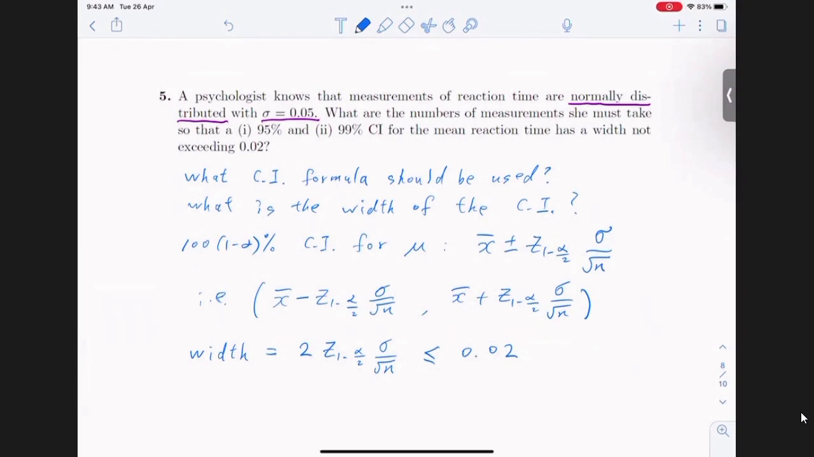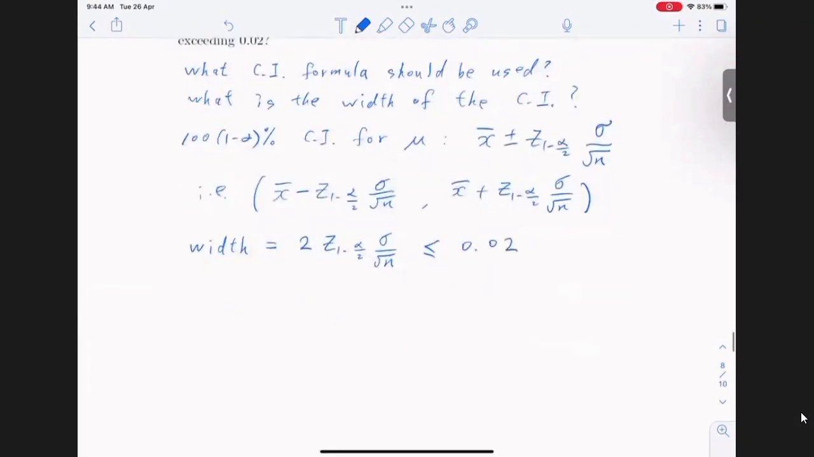So this is how we tackle the problem, step by step. Find out the correct formula for the confidence interval. Based on the requirement, find out the expression for the width, and based on the requirement in the question, set up an inequality. And then we solve this inequality. We'll find that n must be greater than or equal to z 1 minus alpha over 2 times sigma divided by 0.01.